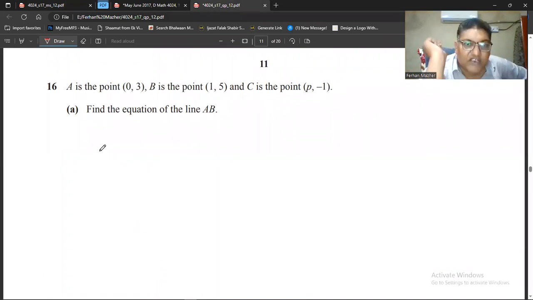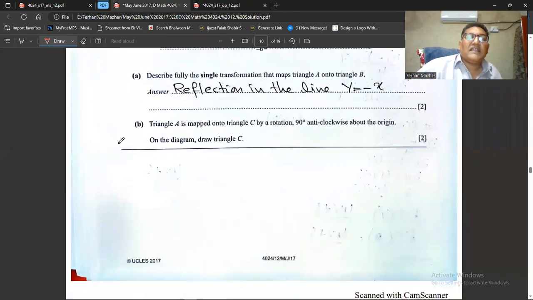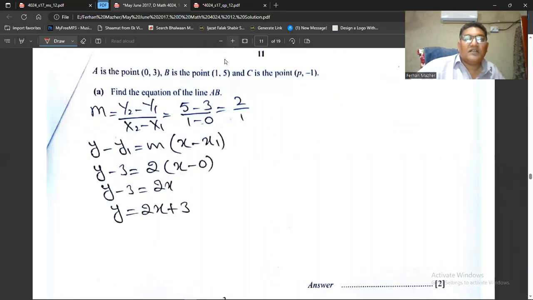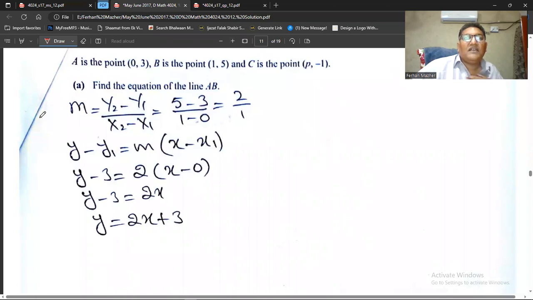A is the point (0, 3), B is the point (1, 5), and C is the point (p, -1). Find the equation of the line AB. You know the coordinates of both. Okay. So very easily we can find. First of all, I will find the gradient of the AB. The formula is y2 minus y1 divided by x2 minus x1. So that will be 5 minus 3 divided by 1 minus 0, and that will be 2 by 1. So the gradient is 2.